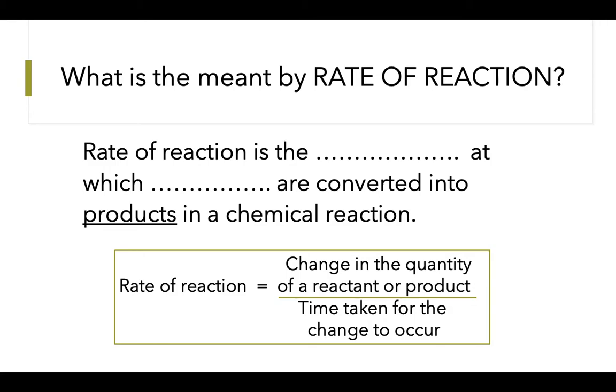Alright, next, can you give me the definition of rate of reaction? Rate of reaction is the speed at which reactants convert into products in a chemical reaction. The formula that we can use for the rate of reaction is the change in the quantity of a reactant or product over time taken, whether the quantity of the reactant decreases or the quantity of the product increases.